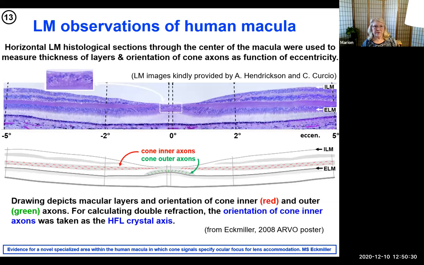And we have analyzed the orientation of those axons and the thickness of the layer. And there are also cone outer axons, but there are not very many of them, and they're really in the center. So this drawing was used to measure the orientation of the cone inner axons. And I took that as the crystal axis for the birefringent Henle fiber layer.